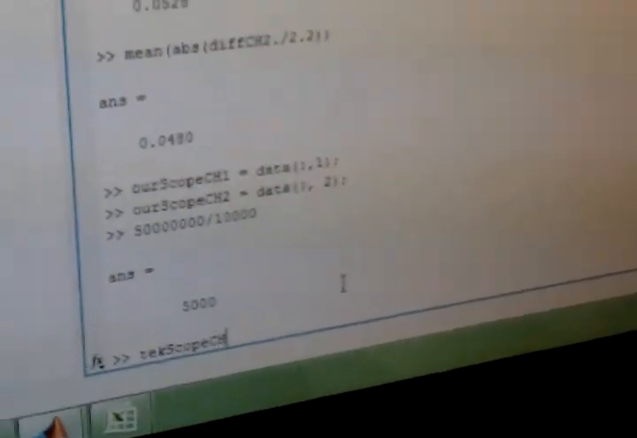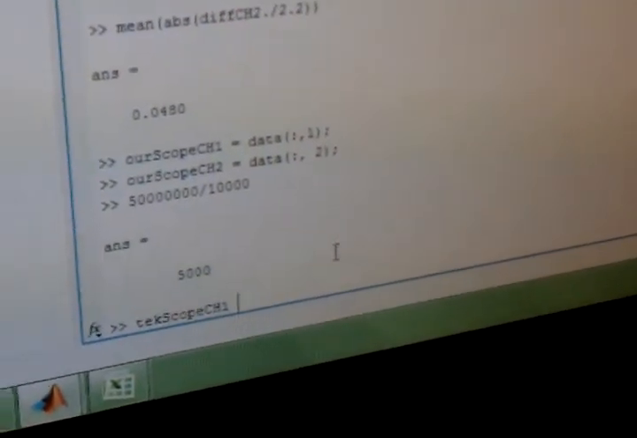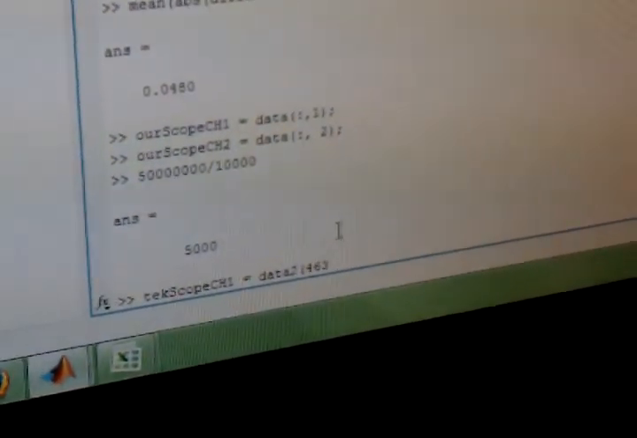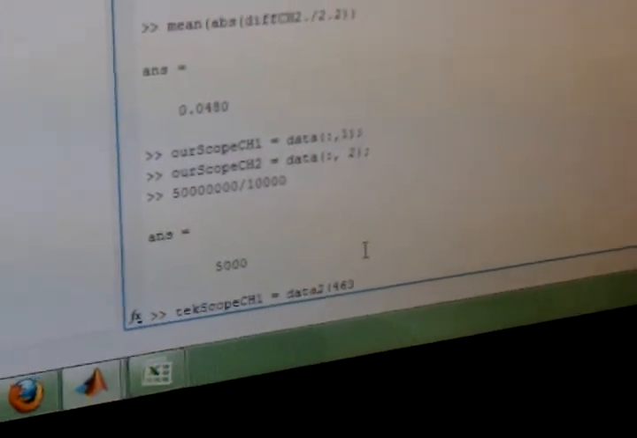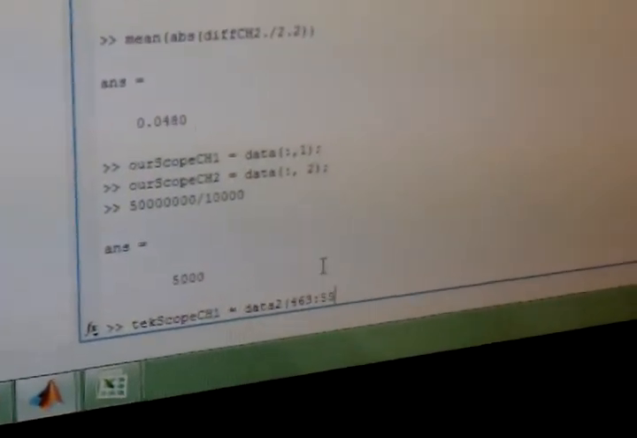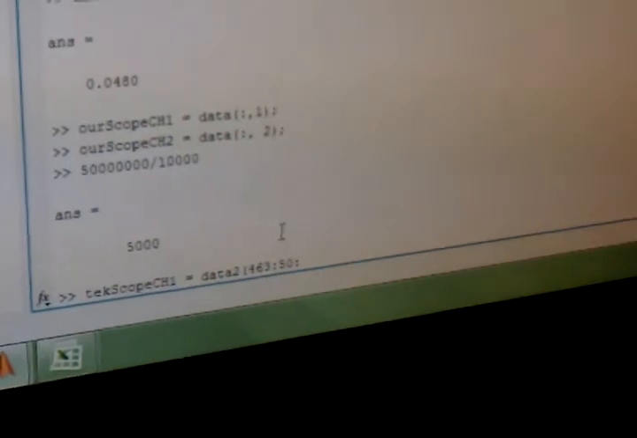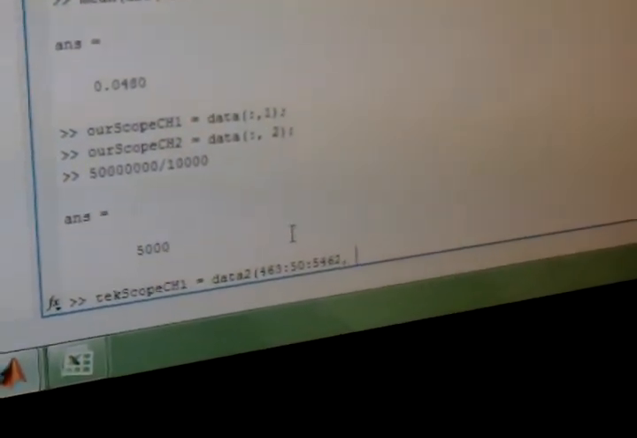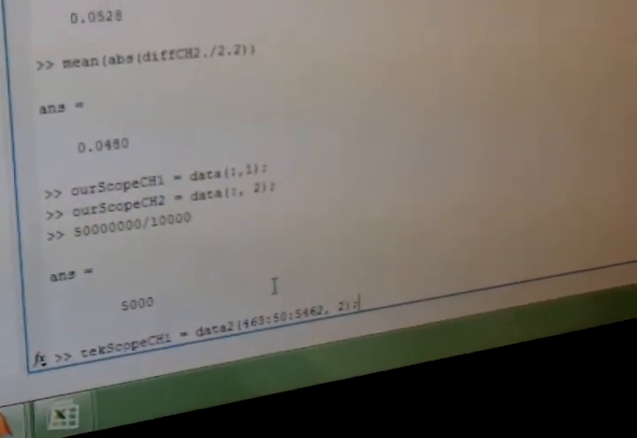So what we're going to do is say Tek scope channel 1 equal to data 2, and since they're sampling at 50 megasamples per second and we're sampling only at 1 megasample per second, we're going to take every 50 samples, which is what I'm doing with this command here, out of the 5,000 sample total data. So that should give us exactly 100 samples, and it does. That's this guy right here, exactly 100 samples for that waveform.